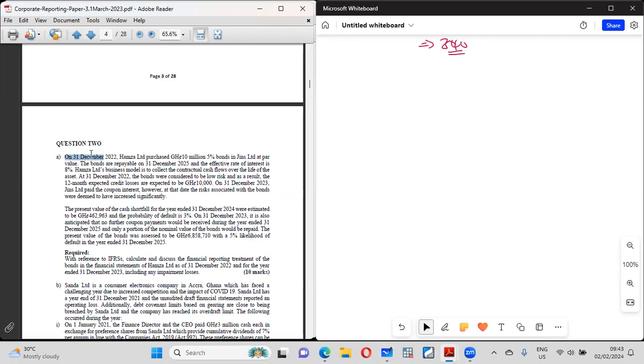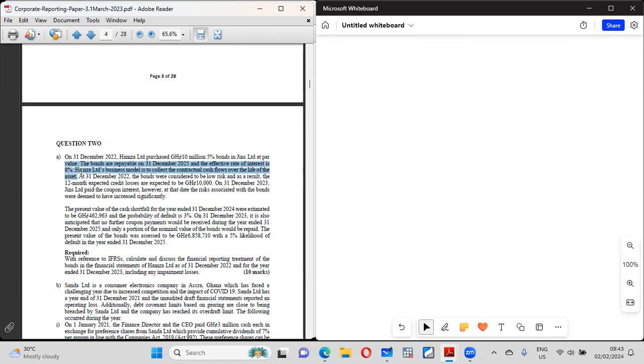It says that in December 2022, Hamza purchased a financial asset, a 5% bond in Jeans Limited at par. The bonds are repayable in 2025, so about 3 years. And the effective rate is 8%, all right? So you have the coupon, you have the effective. Hamza's business model is to collect the contractual cash flow over the life of the asset. So which one is that?